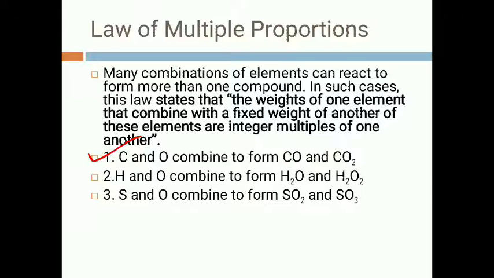Hydrogen and oxygen combine to form water and hydrogen peroxide. Sulfur and oxygen combine to form sulfur dioxide and sulfur trioxide. So the statement of this law says: the weight of one of the elements which combines with a fixed weight of another always has a simple whole number multiple ratio. Let me make you understand it, then I'll come back to the statement. Let's see how it works.